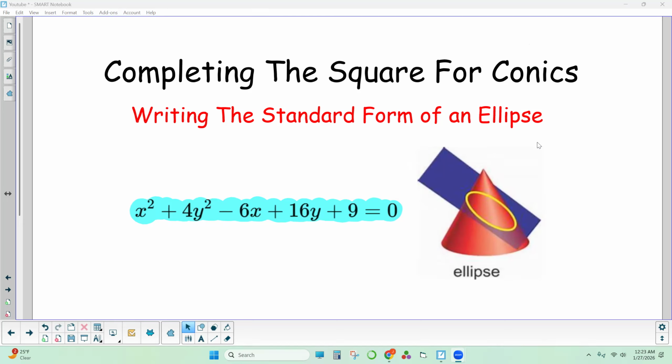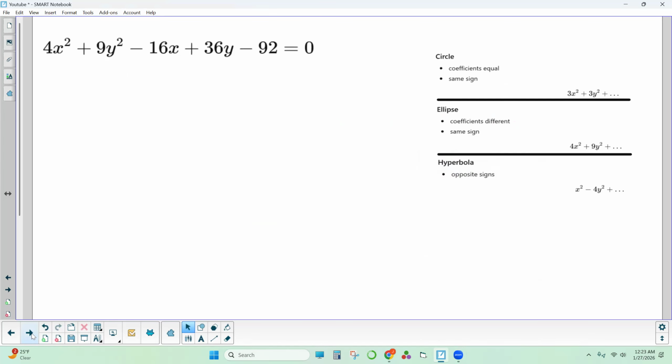Today we are going to write the standard form of an ellipse by completing the square. Typically you're given a general form and you're asked to write the standard form, so we're going to go through that process right now.